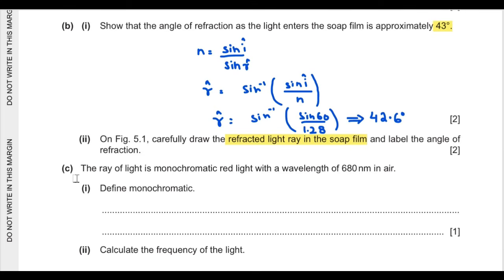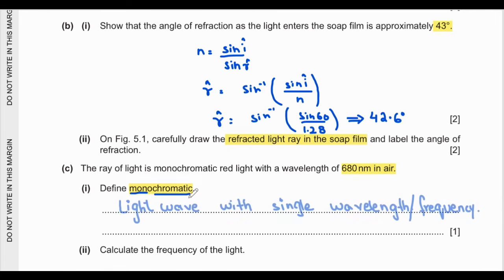Now C part says the ray of light is monochromatic red light with wavelength 618 nanometers in air. The first part says define monochromatic. The term mono means single and chromatic means color. So it is a light wave with a single color, single wavelength or single frequency.